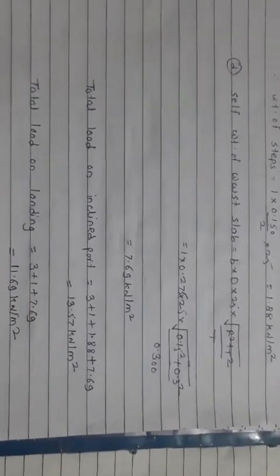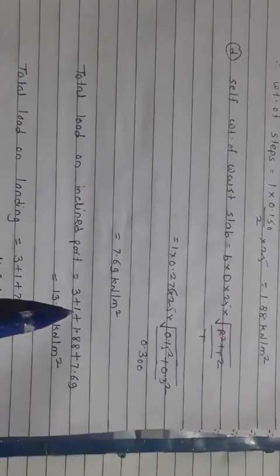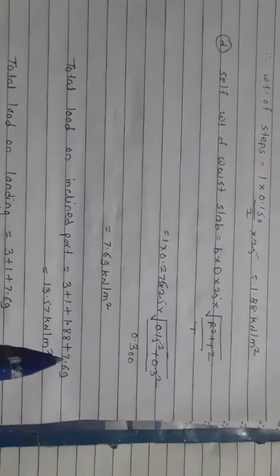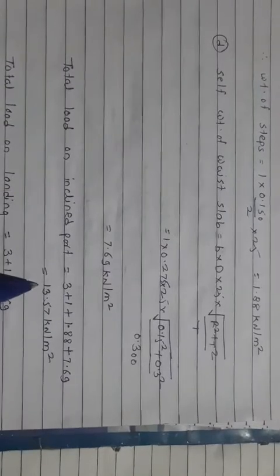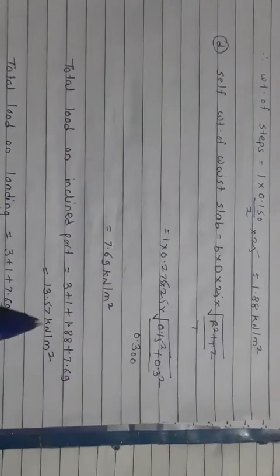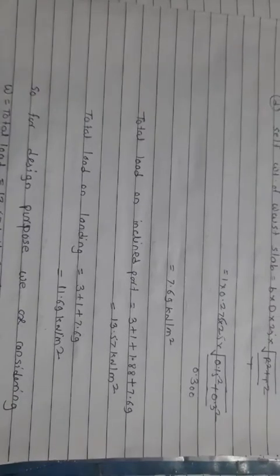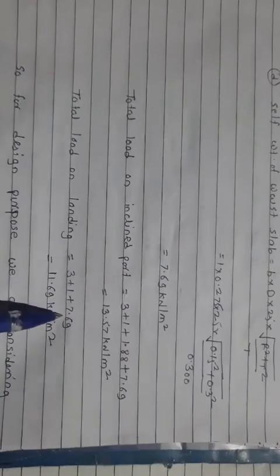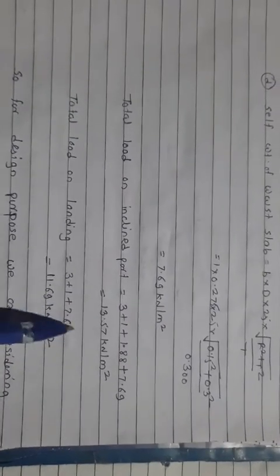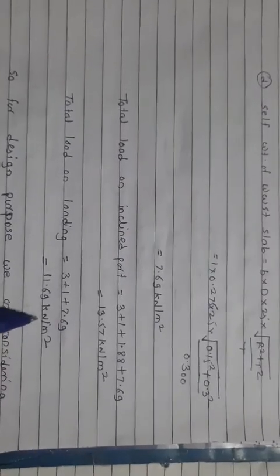Now I have to consider the total load acting on the inclined part, which will be the live load plus your floor finish plus weight of the steps plus weight of your waist slab. So this addition gives the total load on the inclined part as 13.57 kilonewton per meter square. Now total load on the landing: in case of the landing we have to exclude the weight of the steps. So the load acting on the landing will include only live load plus floor finish plus self weight of your waist slab. So after simplifying this one, we are getting the total load on the landing as 11.69 kilonewton per meter square.